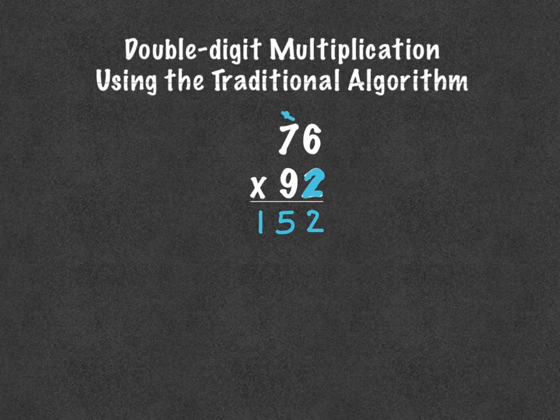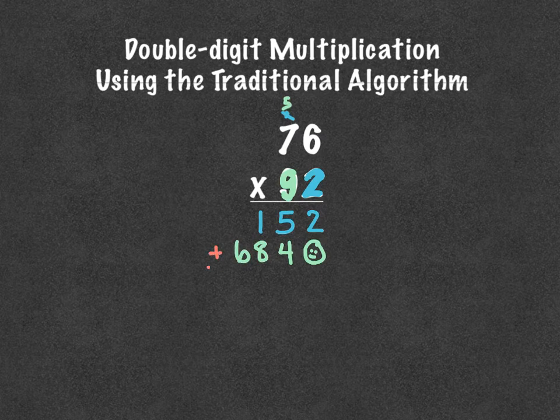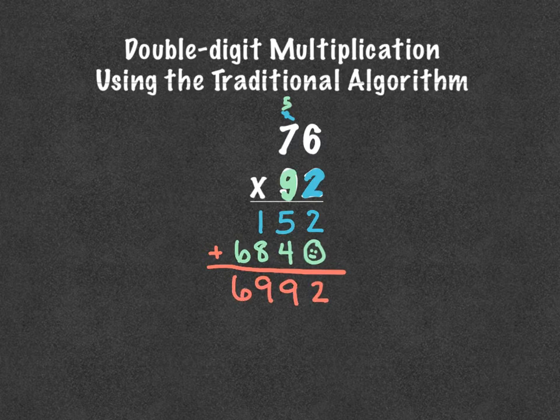We're going to now multiply everything on the top by this 9. So this 9 is not just a 9, it's a 90. So we're going to put our magic 0 here for the 0 in the 90. 9 times 6 is 54. 4. Bring our 5 up there. 9 times 7 is 63, plus 5 is 68. And then multiplication makes us mad. So we're going to add this up. 2, 9, 9, 6. So our answer is 6,992.